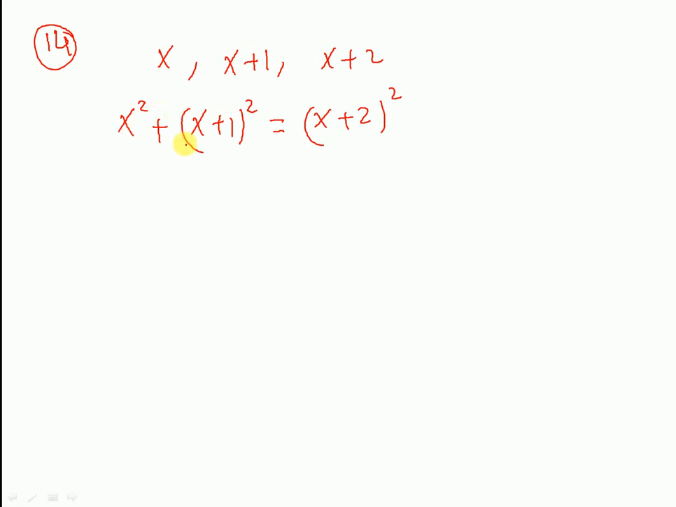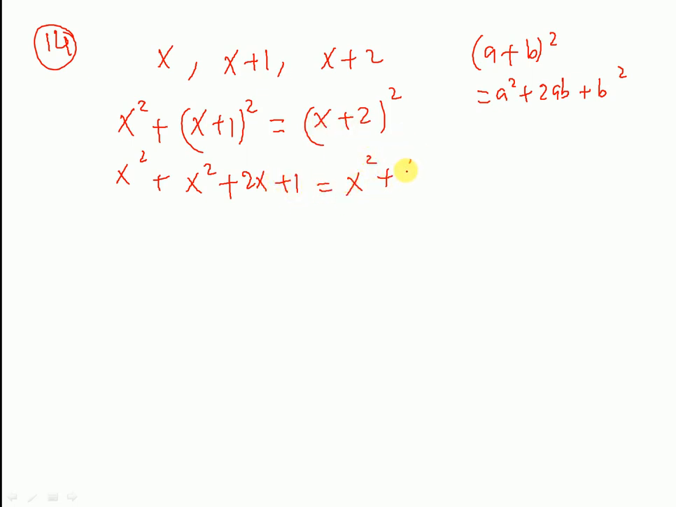Before you can solve for x, you must expand this out. So this is x squared. This one becomes x squared plus 2ab plus b squared. Remember, a plus b squared gives me a squared plus 2ab plus b squared. Now a squared plus 2ab plus b squared gives x squared plus 2x plus 1. This one gives x squared plus 4x plus 4. Now, this is a quadratic equation.